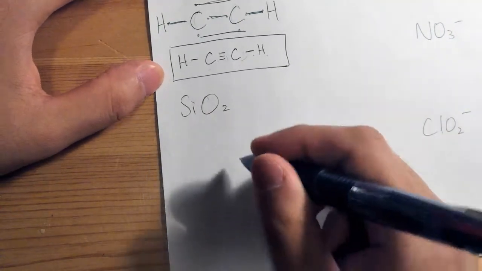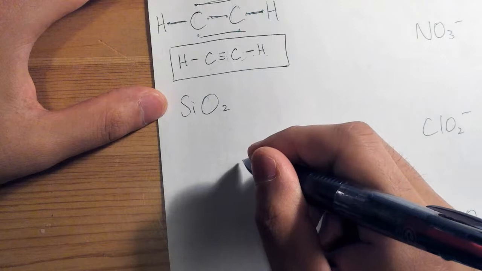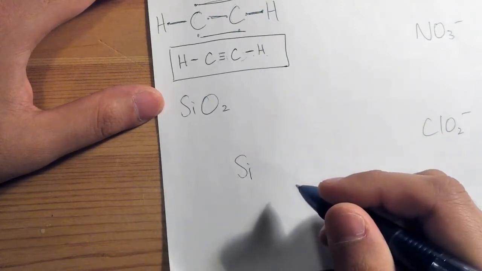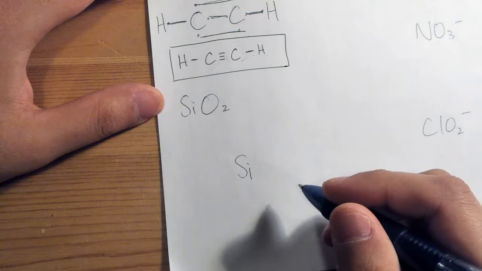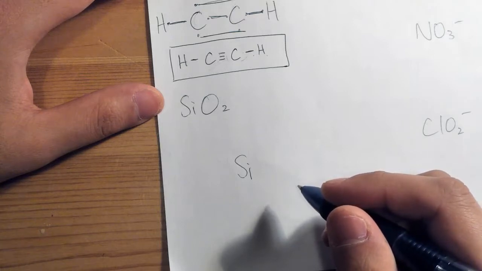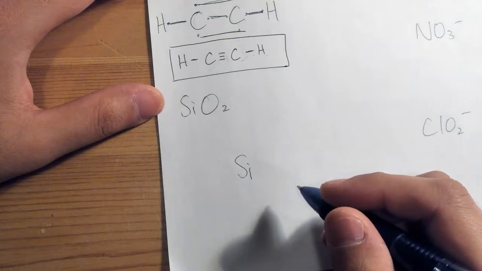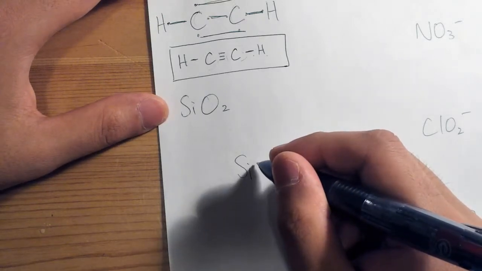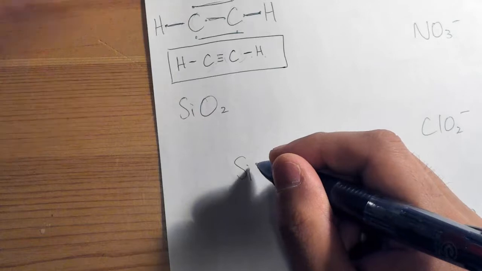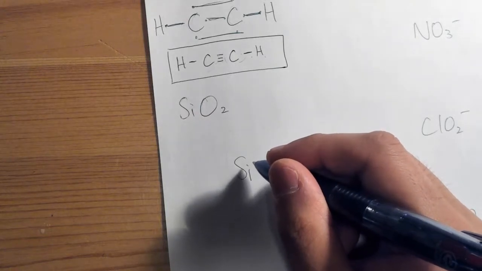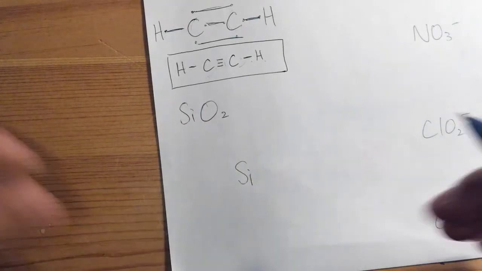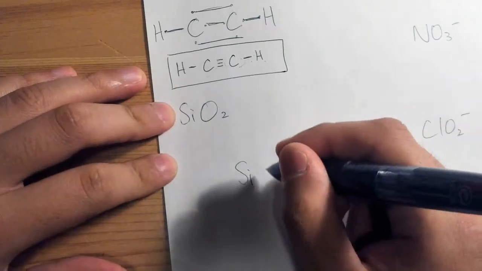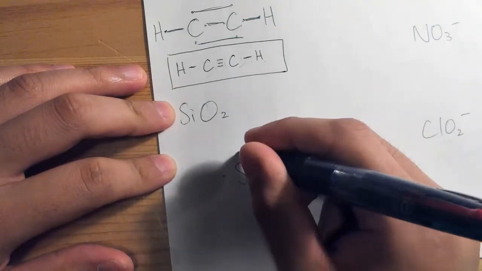Now next is SiO2. So Si, silicon, how many valence electrons does it have? Silicon has 2 valence electrons. Is there 2? Give me a sec. Let me look at the periodic table. Oh, 1, 2, 3. There's 4 valence electrons. Sorry about that. 4 valence electrons.